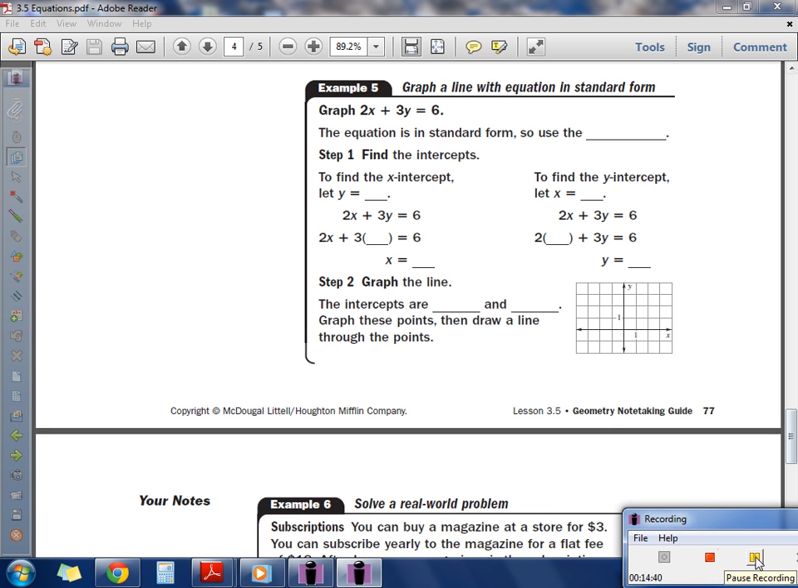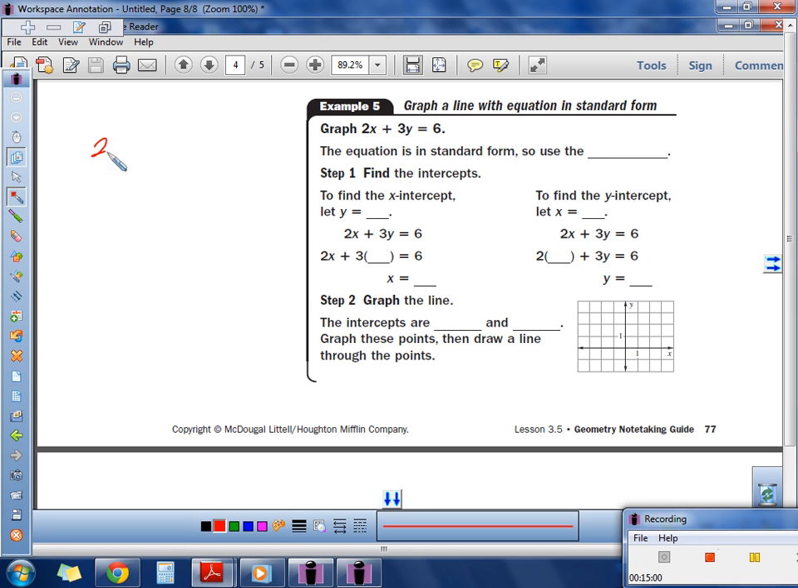All right, now we have to do example 5. It says graph 2x plus 3y equals 6. This is that standard equation. So I'm going to teach you a couple little tricks out of this. First thing you need to do is focus on 2x. Let's write it out to the side. 2x plus 3y equals 6. What I want you to do is this. I want you to plug in x is 0 and solve for y.